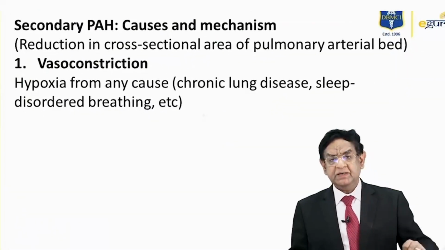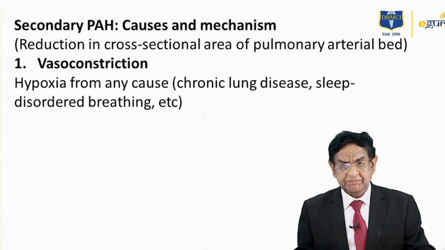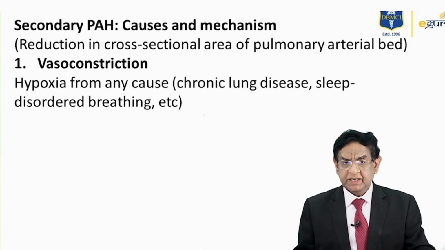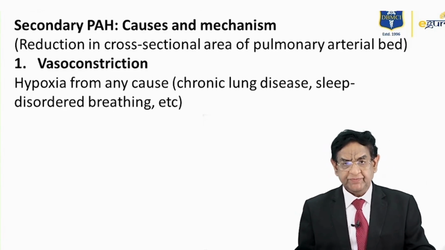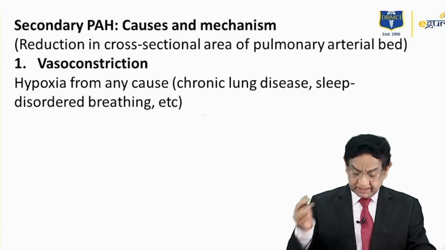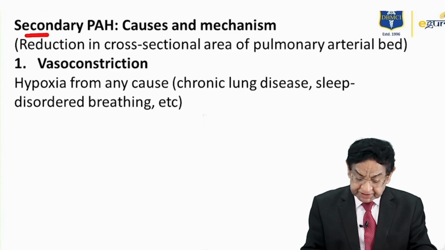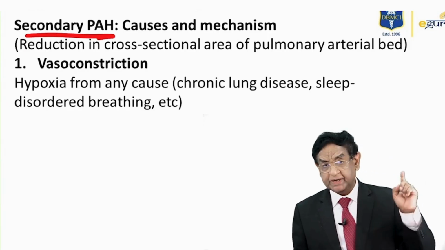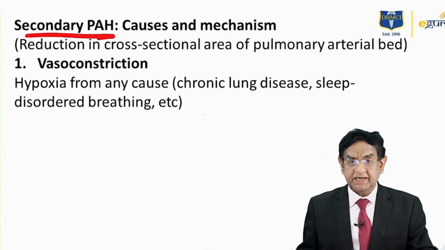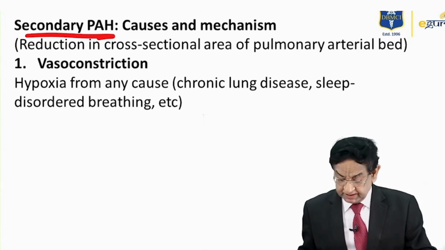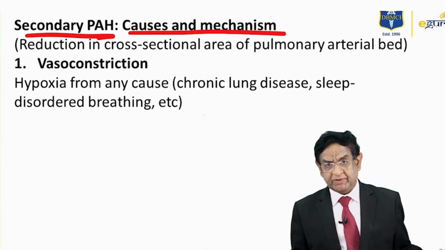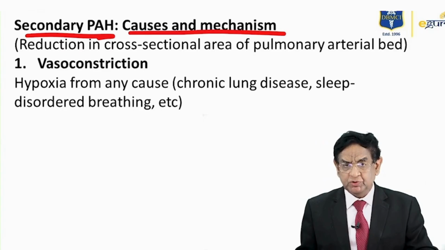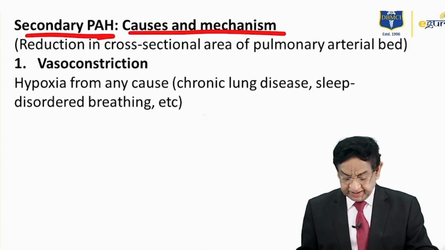So we learned a lot about the pathology, pathophysiology, and of course we learned the grading also, group 1, 2, 3, 4, 5. Now I'm going to tell you about secondary PAH. That means PAH is due to some other cause. Causes and mechanisms. So far, whatever I discussed was in the primary idiopathic variety. So let's move into the secondary variety.